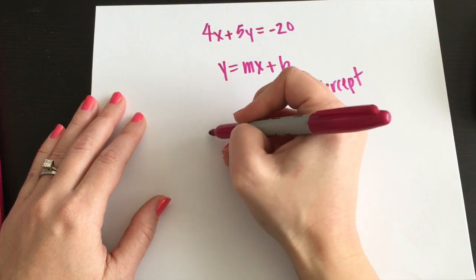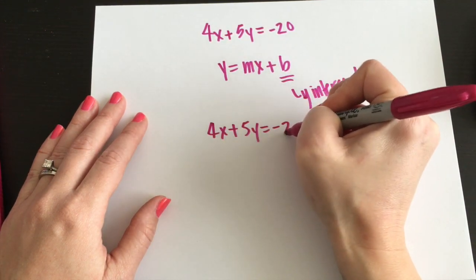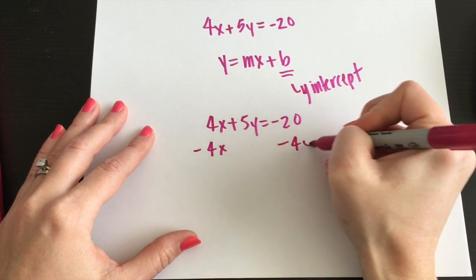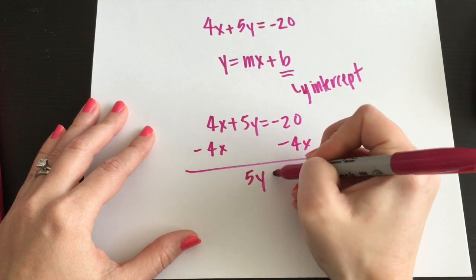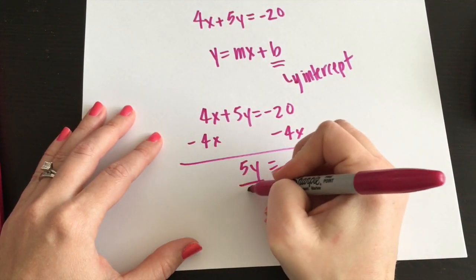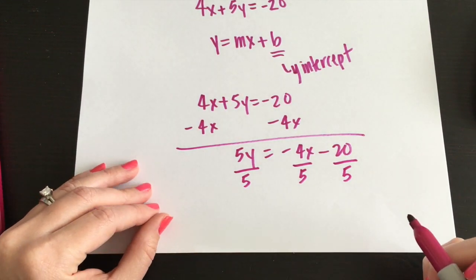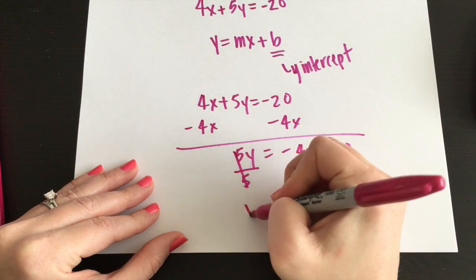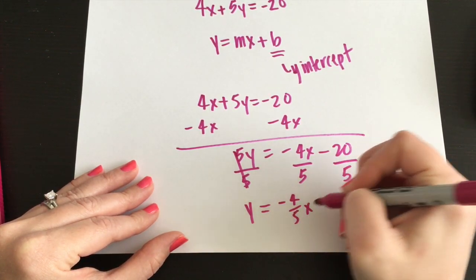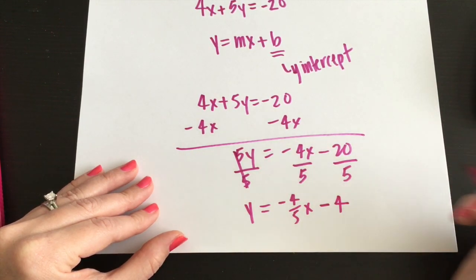So if we do that, we can say 4x plus 5y is equal to negative 20, right? So we're going to minus 4x, minus 4x. That gives you 5y is equal to minus 4x minus 20. Divide by 5, divide by 5, divide by 5. Everybody see that? That guy's going to cancel. y is equal to negative 4 over 5 x, and then negative 20 divided by 5 is going to be a negative 4.